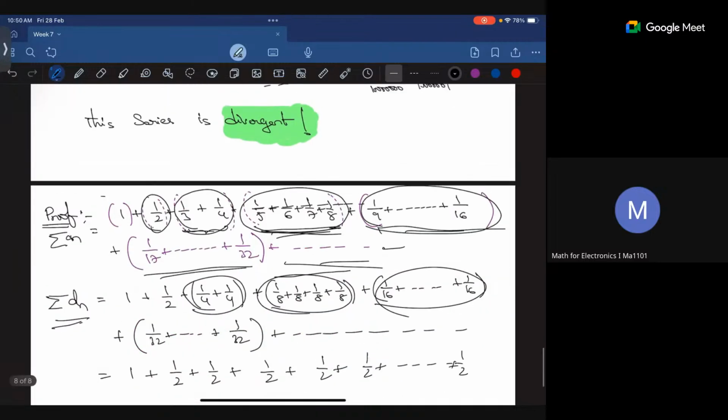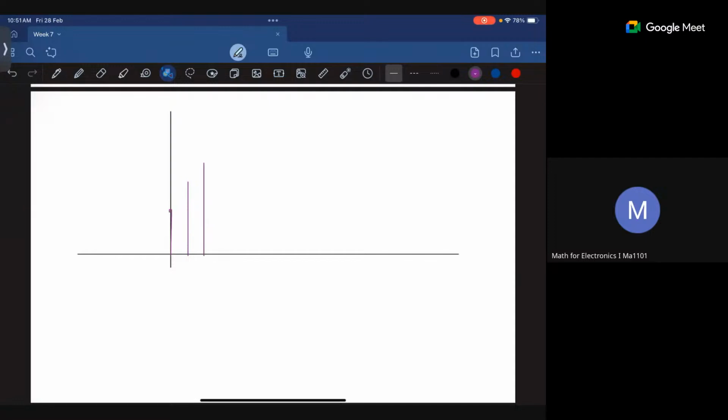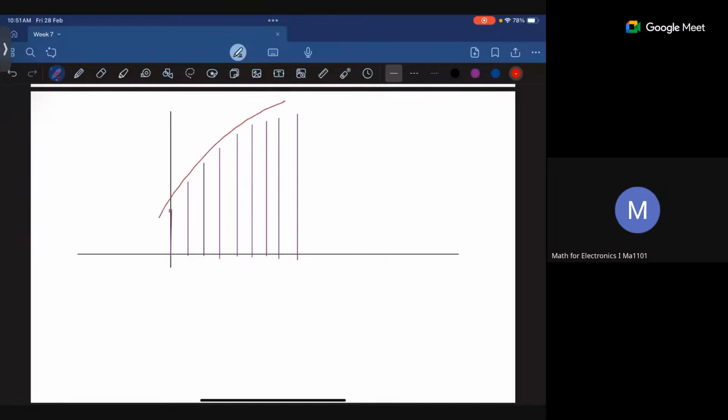If you see the stem plot of this series, initially it will be 1, the first term. Then 1 plus half is 3/2. Then 1 plus half plus 1/3 is 11/6. So like this, the amount that it will increase is lesser, but it will always increase. The shape will look like this. It will go till infinity.